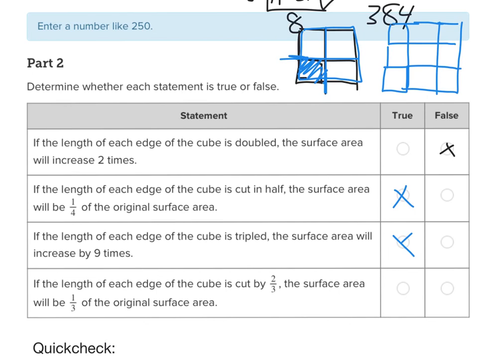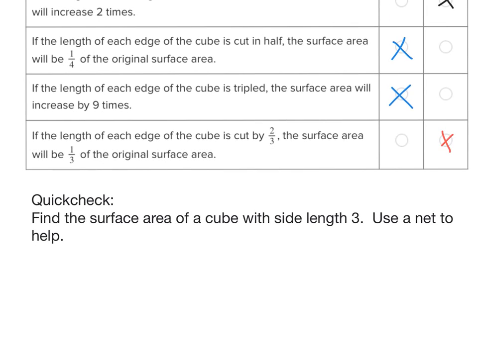If the length of each edge of a cube is cut by 2/3, the surface area will be 1/3 of the original surface area. Not true. If the length of each edge of a cube is cut by 2/3, I would be cutting off 2/3 of this and 2/3 of this. Each edge would be cut by 2/3, that leaves 1/3. That means that each face would be 1/9 the size that it was originally. So not 1/3. That's false. So you can see you're going to need to think through these questions.